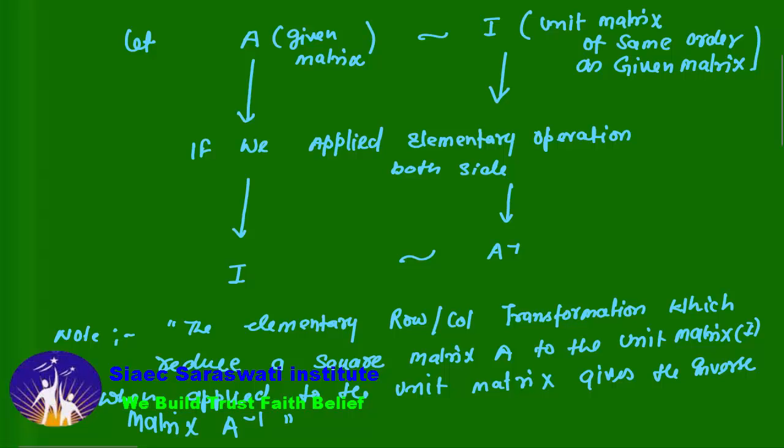So the thing is, suppose A is a given matrix, so the equivalence matrix will be I. If we apply the elementary operations or transformations on A and I, then A itself converts into I, and I itself will convert to its inverse, and it will be known as A inverse. Okay, so this is the concept.